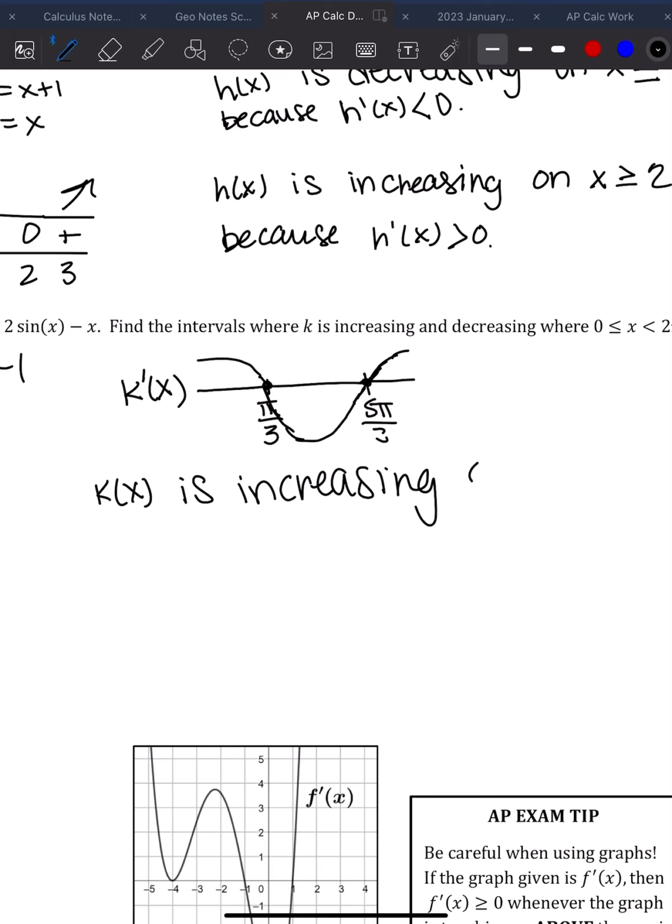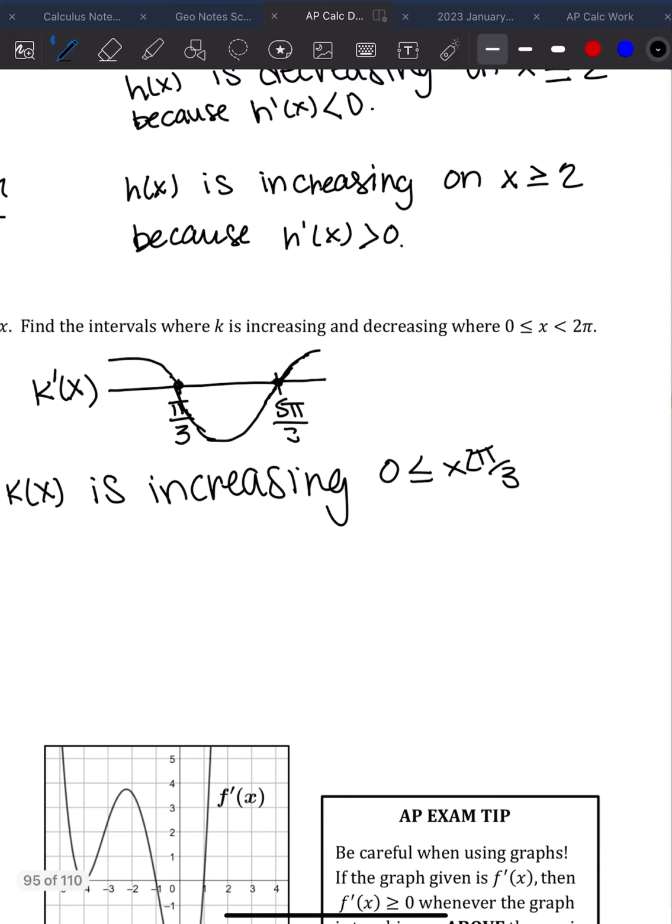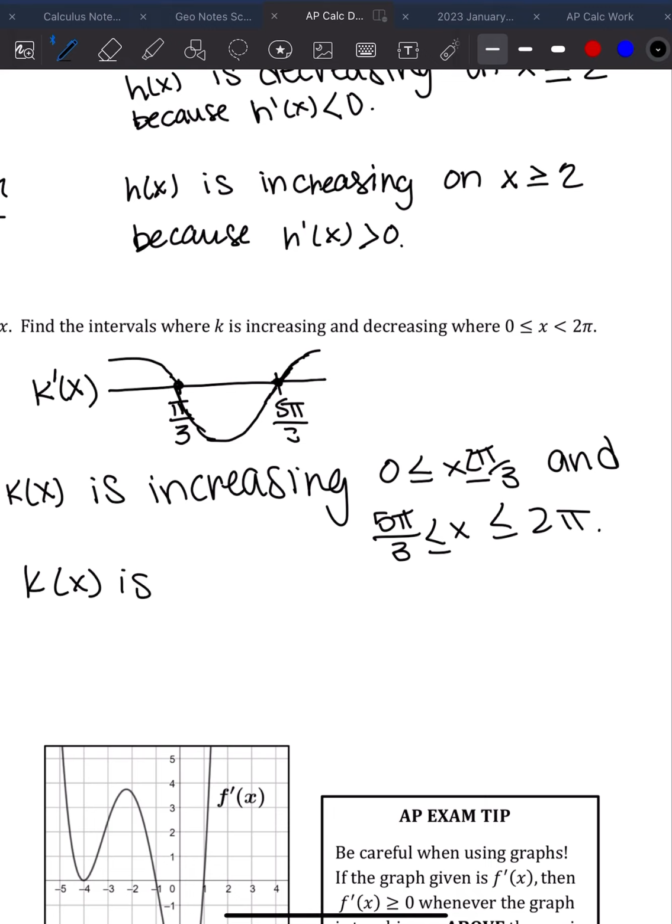So we are going to be increasing when we are between 0 and pi over 3, and between 5 pi over 3 and 2 pi. K of x is decreasing when we are between pi over 3 and 5 pi over 3.